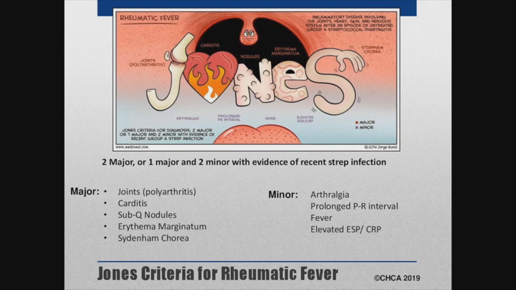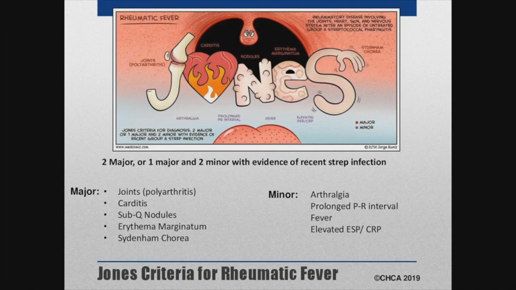So one of the ways to diagnose rheumatic fever, and one of the best ways that I can hopefully elicit into your minds to remember, is the Jones criteria. So the Jones criteria basically follows this acronym, and there are 2 major or 1 major and 2 minor with evidence of a recent strep infection.